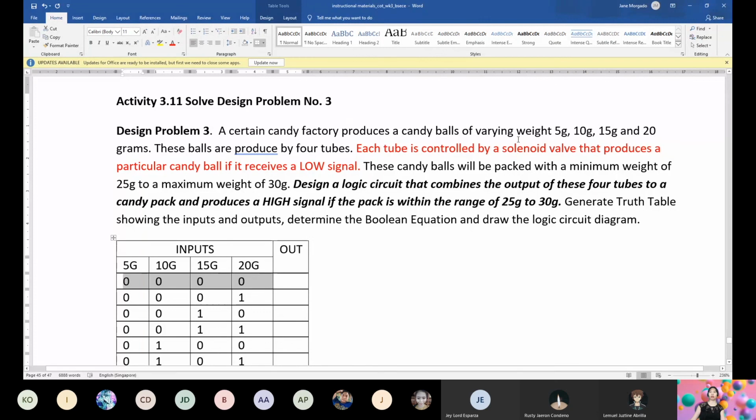Because our solenoid valve receives a low signal, you now have an output. It's inverted, right? We have an output if it receives a low signal. So 5 grams as an output, 10 grams, 15 grams, 20 grams. All in all, we'll have 50 grams. So, what will be the output here?